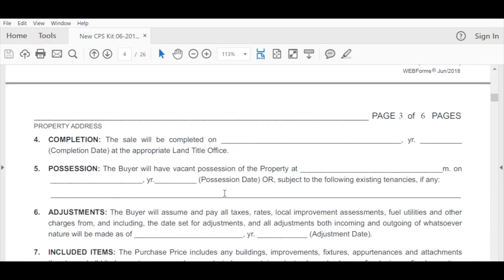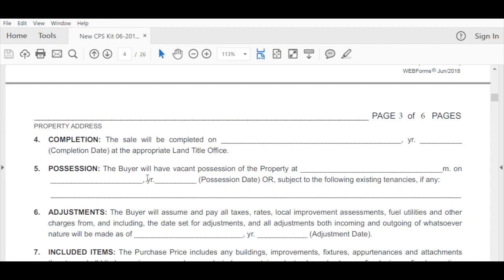Next page will come to the completion date. This is the date that the sale will be completed. You want to make sure it is a weekday, not a weekend nor a holiday. Otherwise, it cannot be registered at the appropriate land title office. Possession day is always the next day after the completion. Say for instance, this one is Monday, then this will be Tuesday, at whatever time you agree on the date.